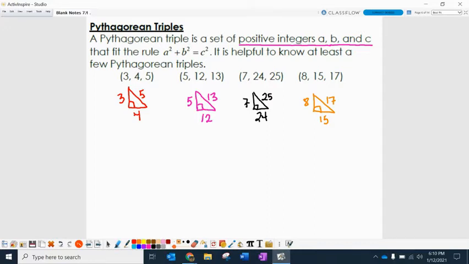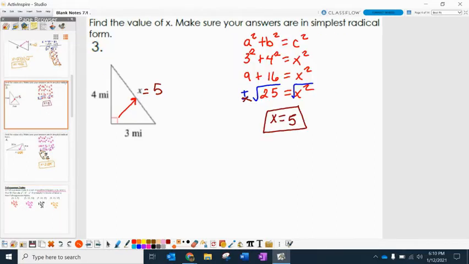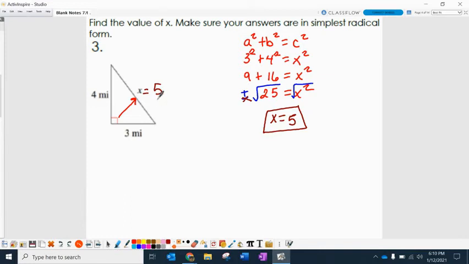For example, that 3, 4, 5 triple, let's go back and look at some of the problems we've already worked. If we look at number 3, we had 2 sides that were 3 and 4. We could have automatically known that the hypotenuse, the largest side, would be 5 because it's a Pythagorean triple, a 3, 4, 5 triangle. Okay, let's go back and look.